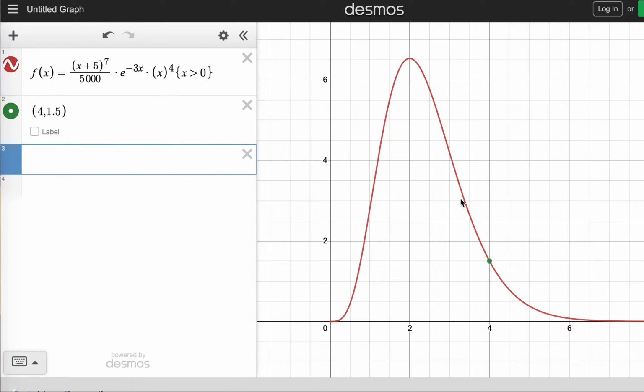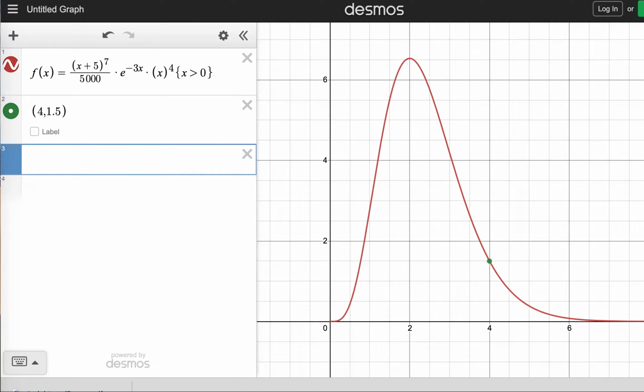We could maybe imagine this is, gosh, maybe a pandemic outbreak, and the CDC wants to know what the rate of infection decrease is at this period of 4 months in, say. So we would like to know that instantaneous rate of change right at that given point there, 4, 1.5. So how might we do that?